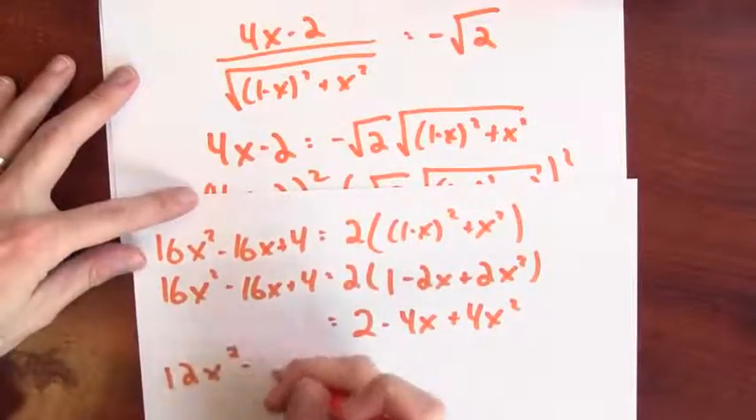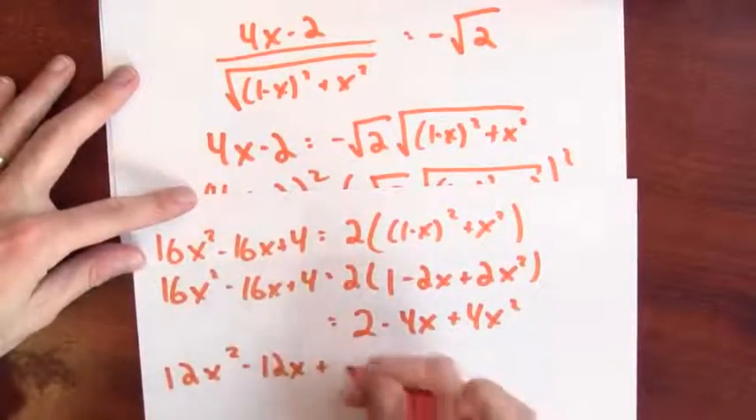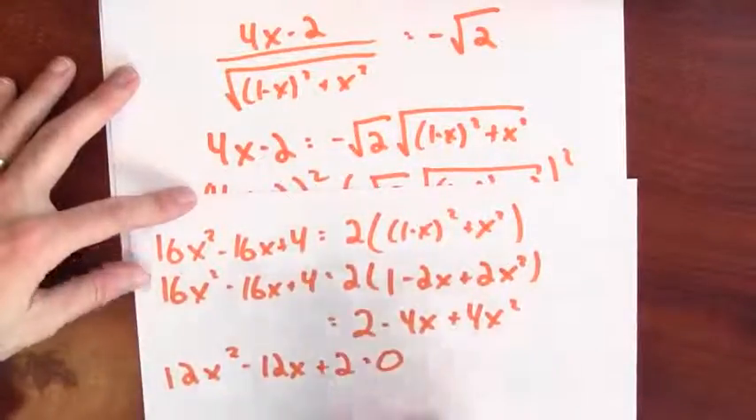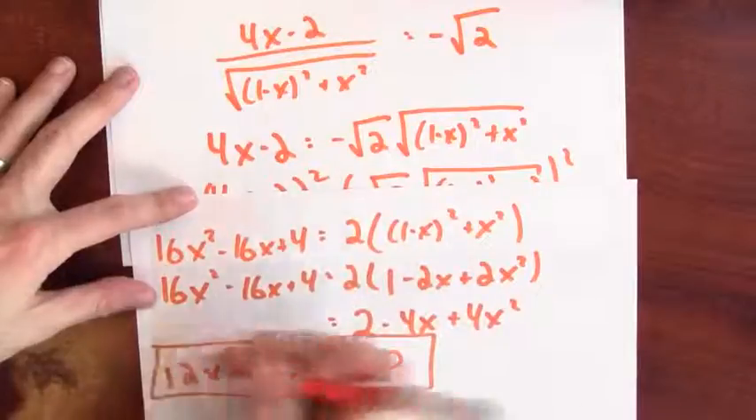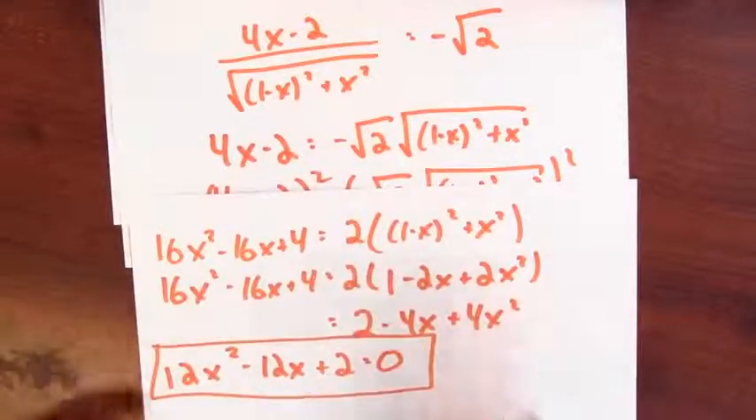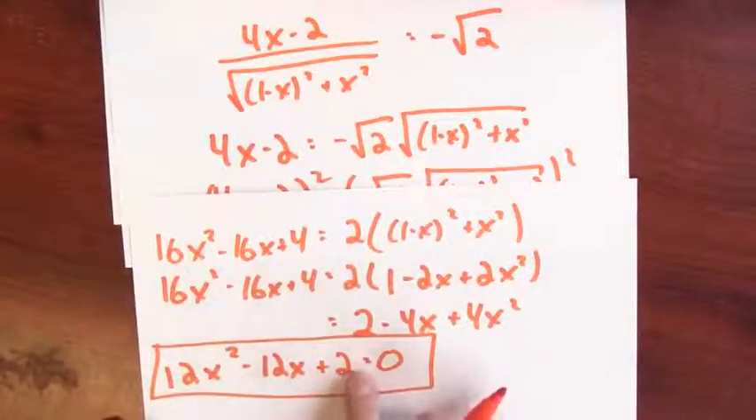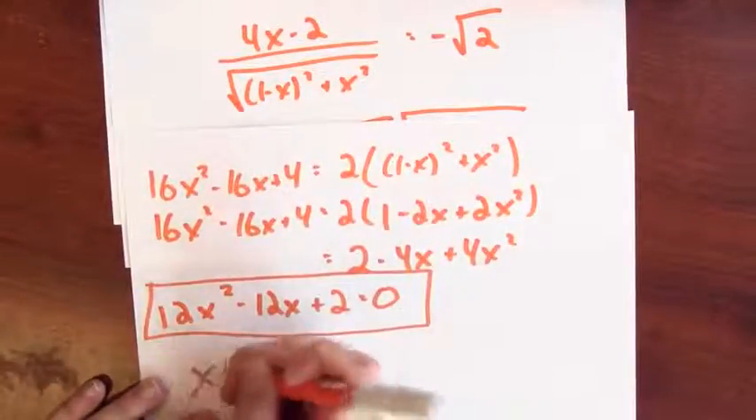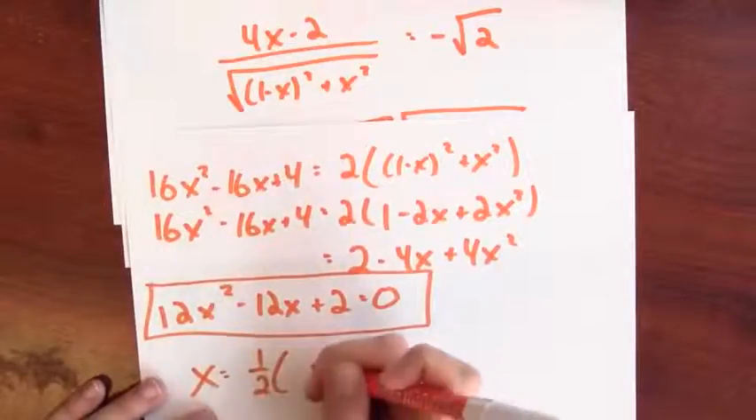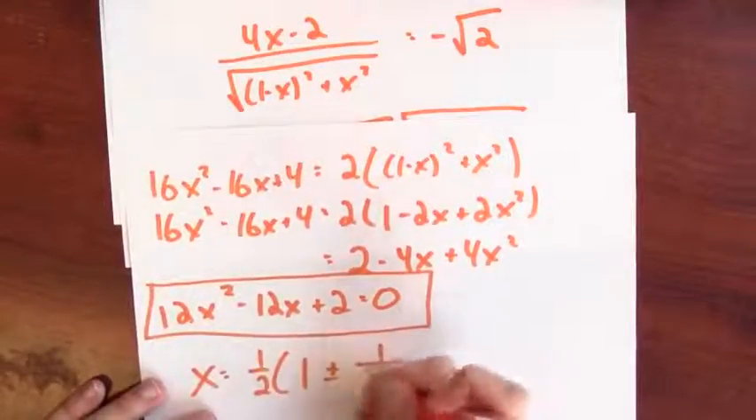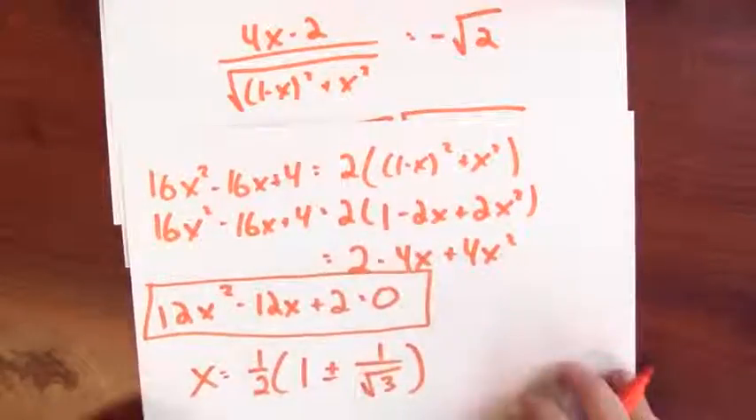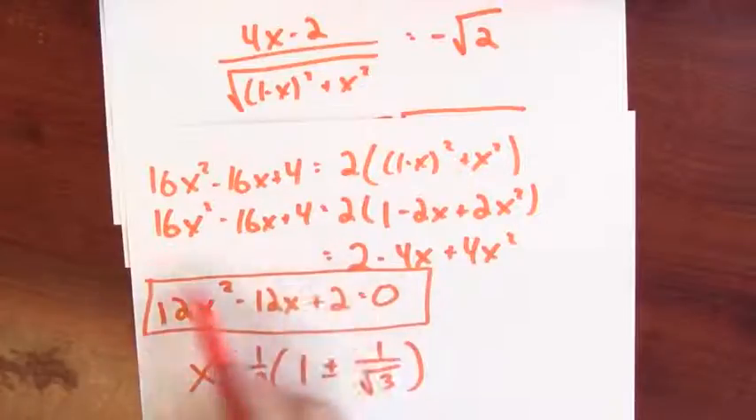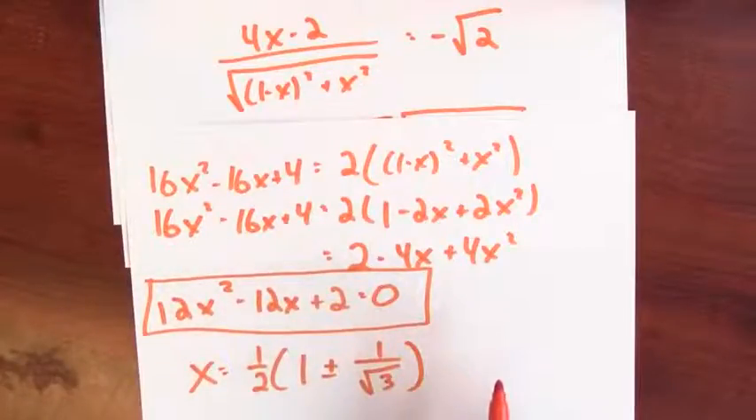12x squared minus 12x plus 2 is equal to 0. So this is just a quadratic equation, right? And I can solve that quadratic equation by using, say, the quadratic formula. And I get that x is 1/2 (1 plus or minus 1 over the square root of 3). Right? So this is an application of the quadratic formula to solve this quadratic.